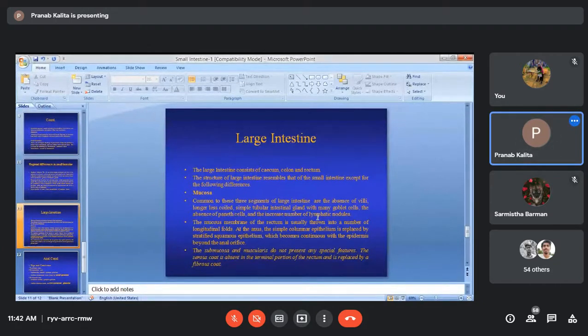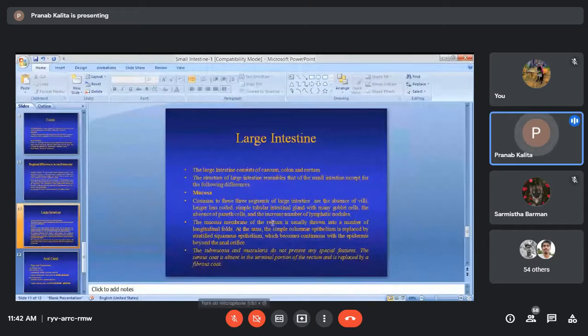Clear? So these are certain common characteristics of all three segments of the large intestine that make it different from the small intestine: absence of villi; longer, less coiled, simple tubular intestinal glands with many goblet cells; absence of Paneth cells; and the increased number of lymphatic nodules. Okay.